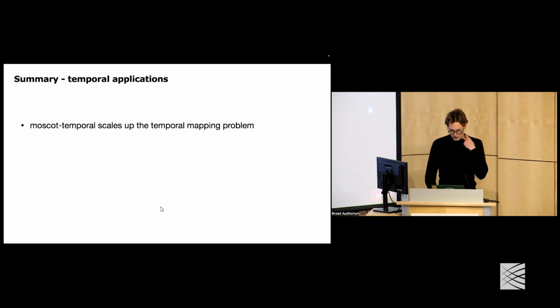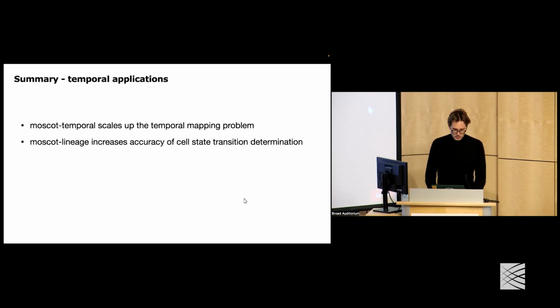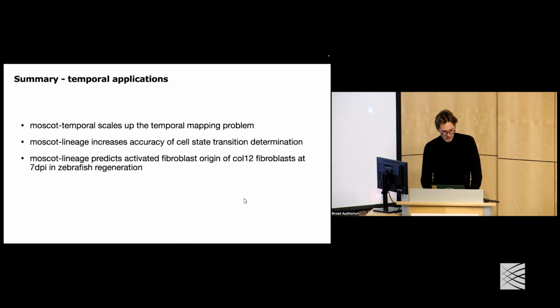Okay, here's a summary of the temporal applications. Moscot-temporal scales up the temporal mapping problem to larger cell numbers by having lower memory and time complexity. Moscot-lineage increases the accuracy of cell state transition determination, and moscot-lineage predicts activated fibroblast origin of the collagen 12 fibroblasts at 7 dpi in zebrafish regeneration.